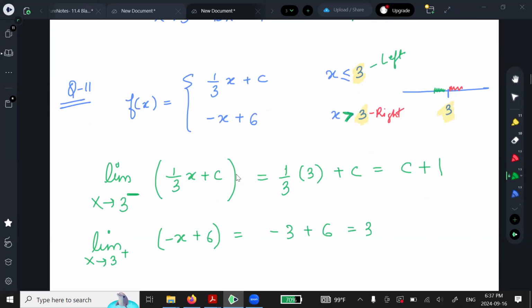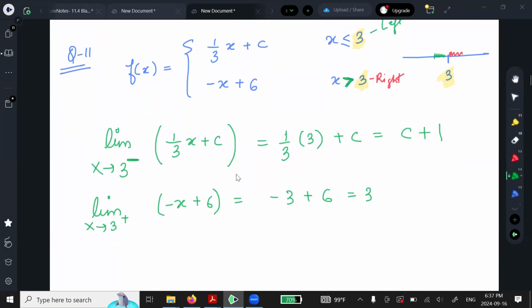Now we want to know that the limit exists. For limit to exist, what should happen? Exactly, they should equal. This is all the work. If any of this work is missing in the exam, I will take marks off, okay? Make sure you understand. C equals 2. So your C must equal 2 for the limit at x equals 3 to exist.